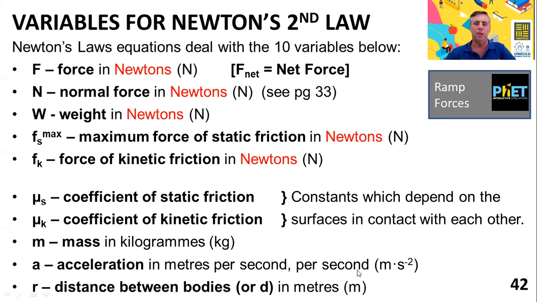Acceleration is in meters per second squared, and r is the distance between bodies. Sometimes it's called d, and that's measured in meters. Now again, please make sure you convert. That will often be given in kilometers, and then you need to multiply it by 1000.